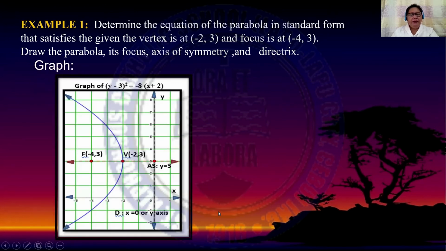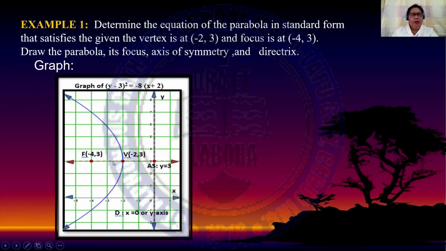And for the graph, the vertex, we have (-2, 3). The focus is (-4, 3). And the focus is always inside the parabola. Since p is less than 0, the parabola opens to the left.